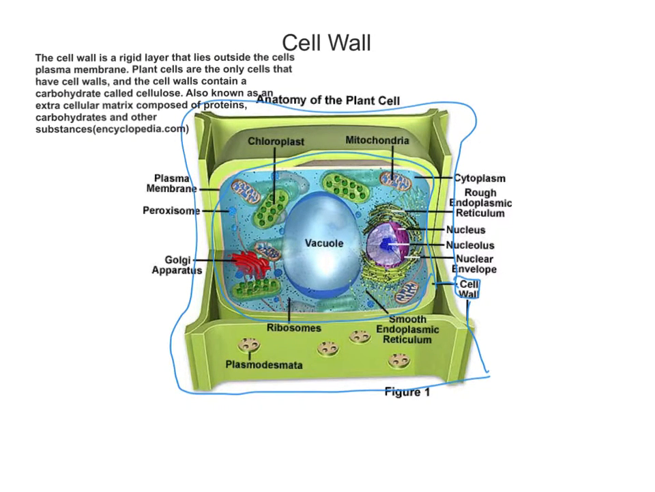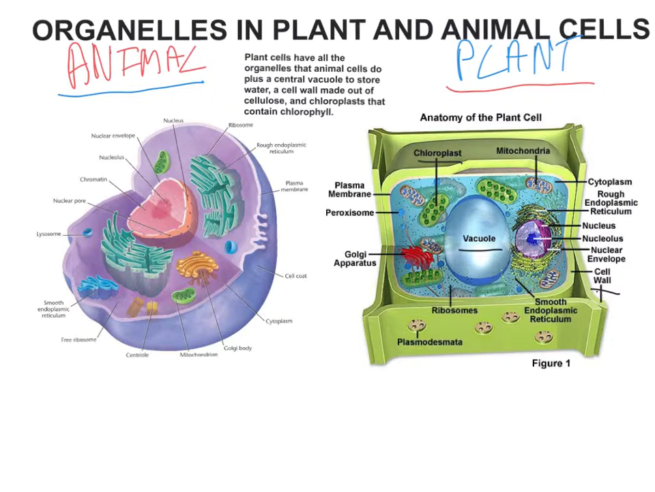The cell wall is a rigid layer that lies outside the plant cell's plasma membrane. The cell walls are made up of a carbohydrate called cellulose and are also known as an extracellular matrix composed of proteins, carbohydrates, and other substances. Plant cells have all the organelles that animal cells do, plus a central vacuole to store water, a cell wall made out of cellulose, and chloroplasts that contain chlorophyll.